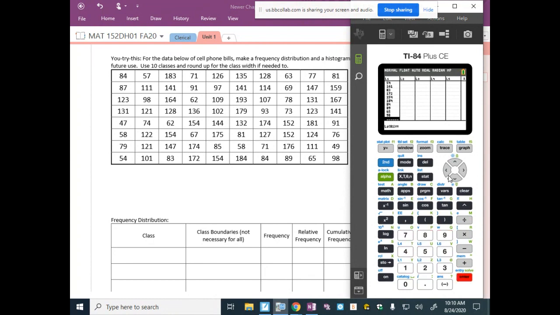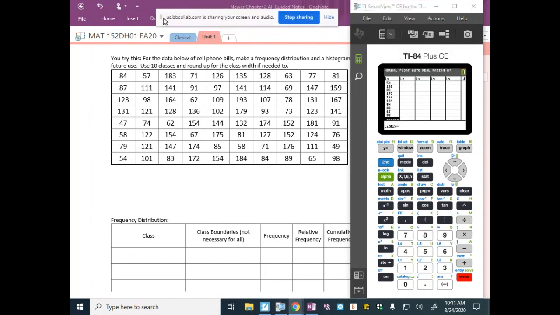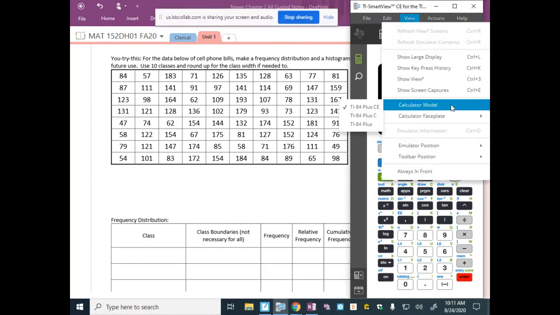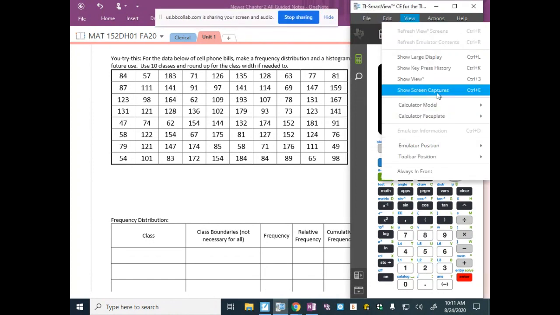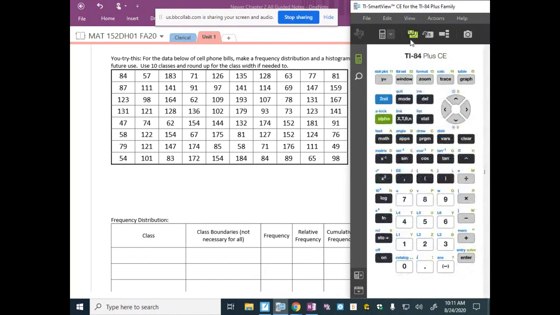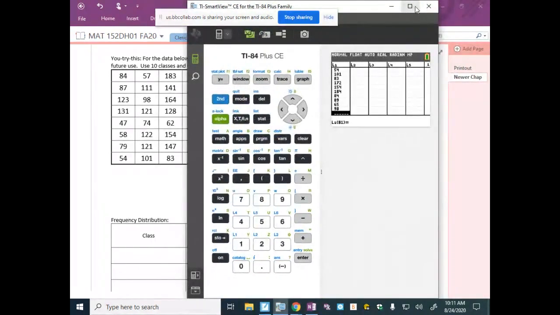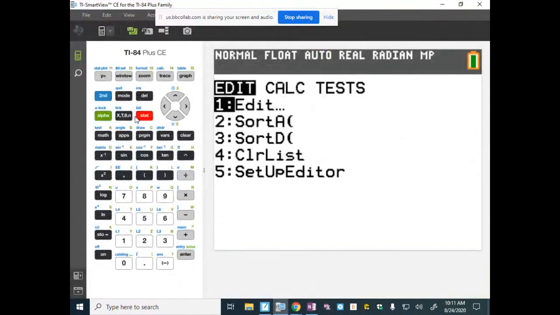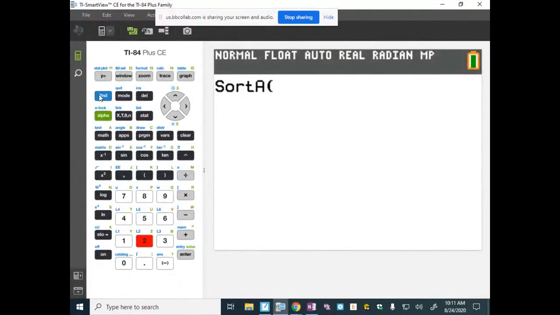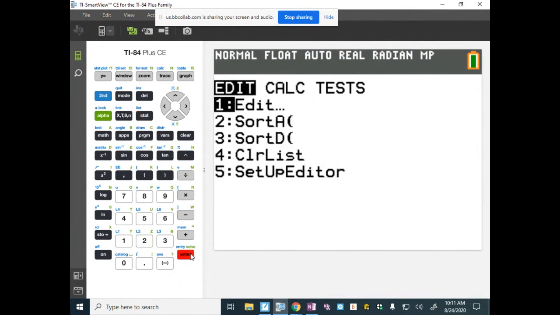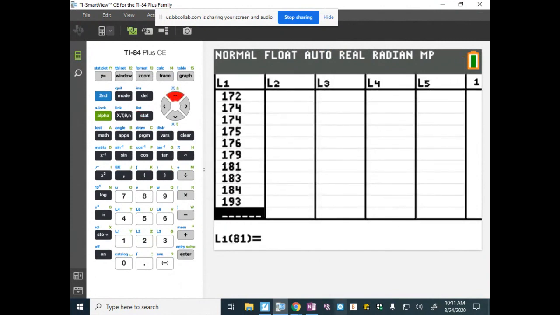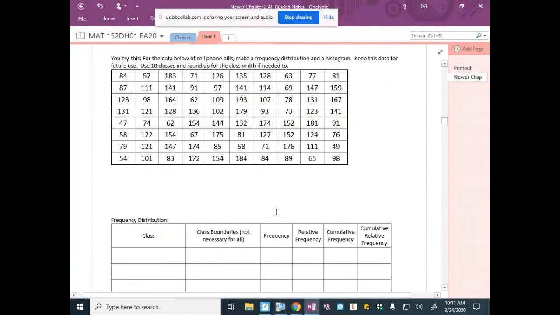Yeah, cell phone bills. See, I think in today's world, most cell phones are part of bundles. Ours is. All right, so we need to sort this data. So we're going to go to step sort A, L1, and it's done. So now our minimum is 47, our maximum is 193.